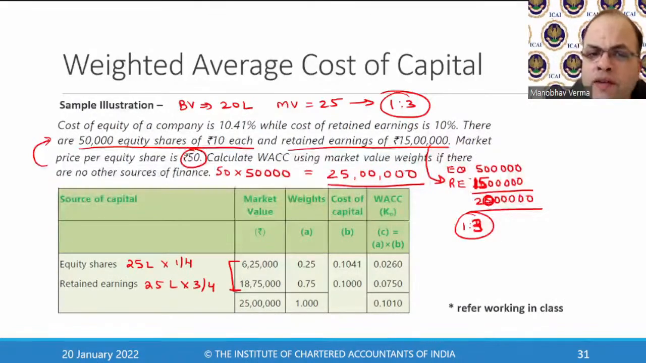I hope this is making sense to everyone. And the rest of the game is pretty easy. So once we know this weight, we have to just multiply to the respective component, 10.41 and 10% that is given to us. So my weighted average cost of capital based on the market value is straightforward. Pooja, that was 1:3. So I accidentally wrote retained earnings as 20. It was 15. So correct it to 15 lakhs. I hope everyone is okay here. Okay, great.